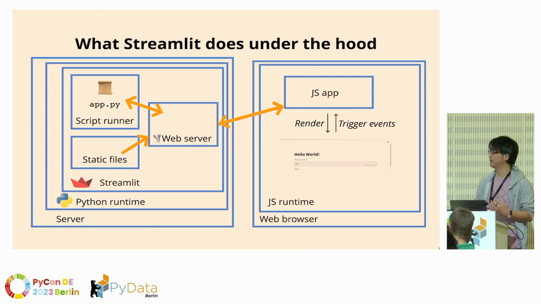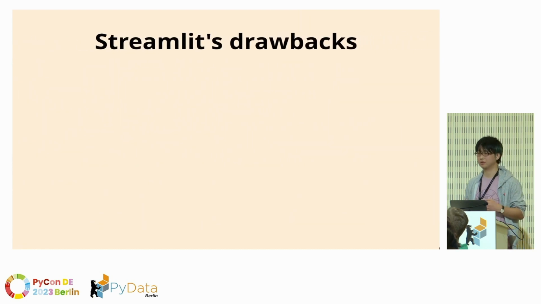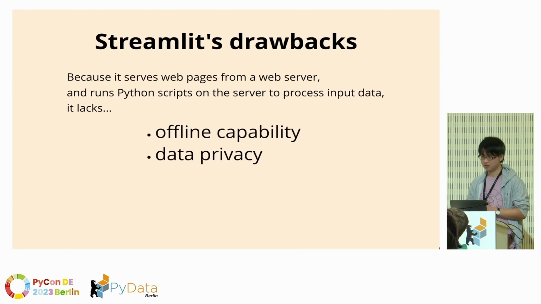This is a great but unique, interesting architecture. But we can also see that this is kind of an ordinary server-client architecture, so we can easily imagine that there will be some types of drawbacks. For example, it serves web pages or web apps from a web server, and it also runs the Python script on the server side to process the input data. We cannot use a hosted Streamlit application in an offline environment, of course.